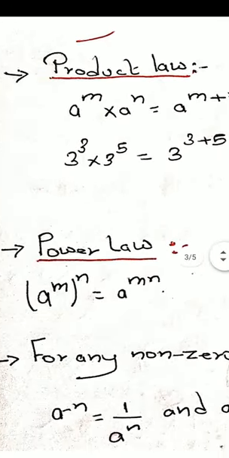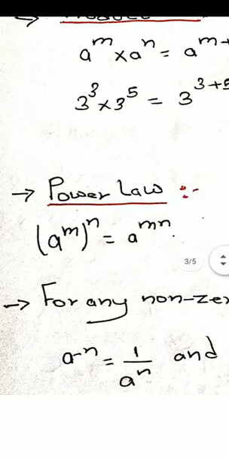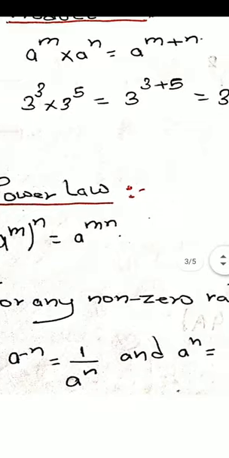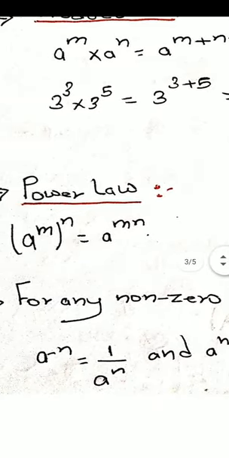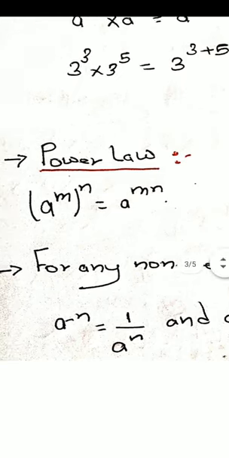Okay, so let us go to the other property, that is the power law. If I have something like a to the power m whole to the power n, it will be a to the power m into n, that is mn. So if I have something like a to the power 5 whole to the power 3, then I should have a to the power 5 into 3, that is 15. I hope this is clear to all of you. So this is the power law.